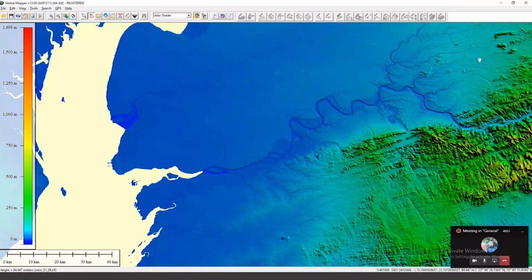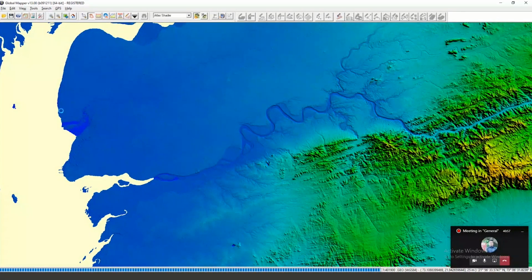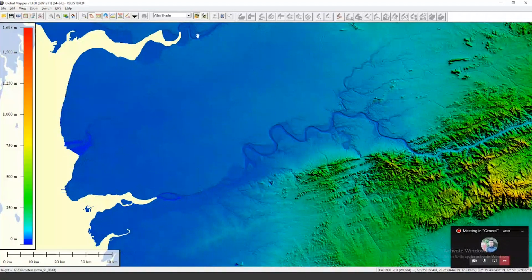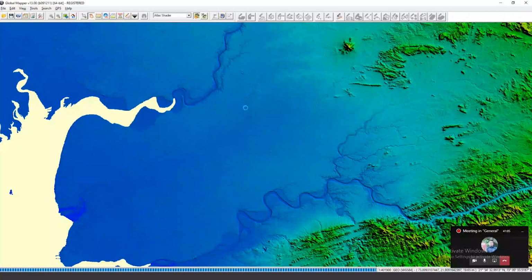Floodplain means relatively flat land. If you see the Narmada, then there is another river, this is our Mahi River, then we have the Sabarmati. So all these rivers together make a floodplain.